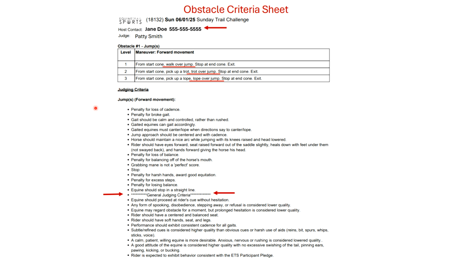The judging criteria will be listed under the obstacle levels. This is the criteria you will be looking for in your obstacle. The first set of criteria that is listed above the asterisk mark is specific to your obstacle and sometimes is specific to a certain level. The general judging criteria is listed below the asterisk mark and is the criteria you're looking for in every performance. I will take the time to go over the general judging criteria now.